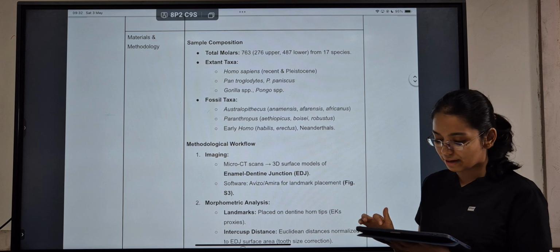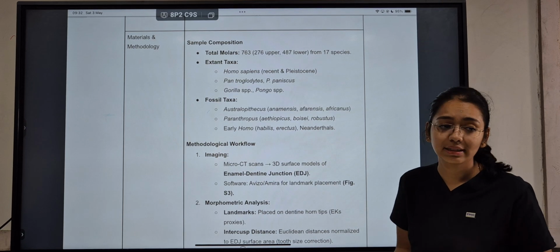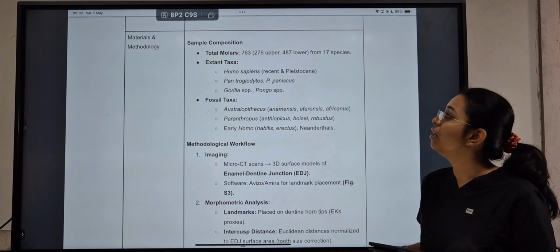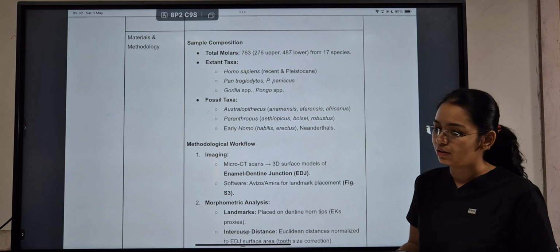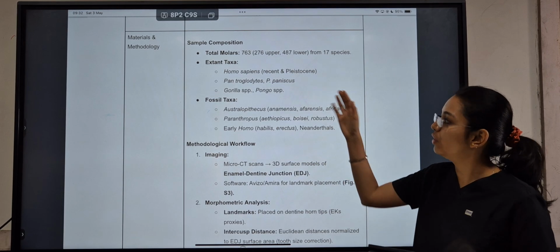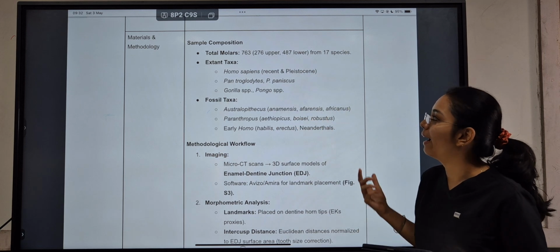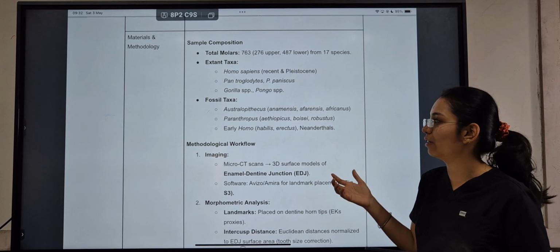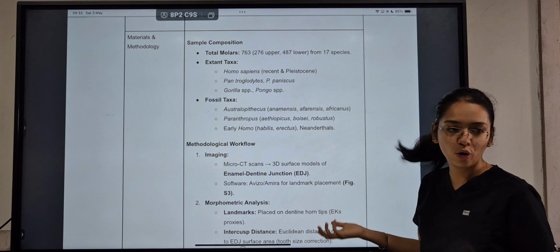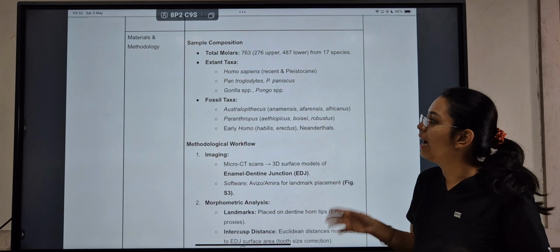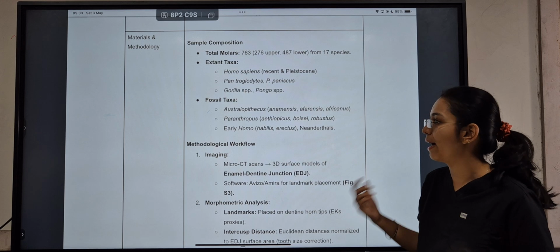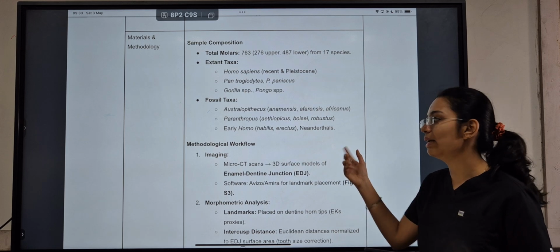So, the materials and methodology. The sample comprised 763 molars, with 276 upper and 487 lower molars from 17 different species, which included both animals and humans. Extinct taxa were also used, like Homo sapiens, which includes recent and Pleistocene, and Pan species, that is, Pan and gorilla, they come together. Pan troglodytes and Pan paniscus, gorilla species, and Pongo species, all basically apes. Fossil taxa were also included: Australopithecus, Paranthropus, and early Homo sapiens, plus Neanderthal species.